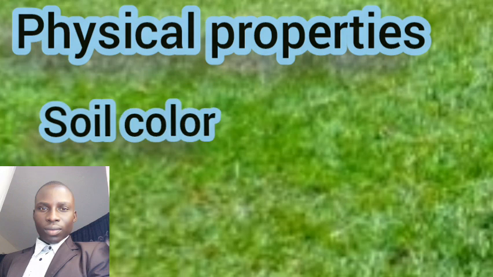Next is soil color. This is the appearance of soil in terms of their color. It can indicate other soil properties like organic matter content, iron oxide content, among others. Soil with a dark color contains a large quantity of humus, while soils with a reddish brown color are said to contain a large quantity of iron oxide.